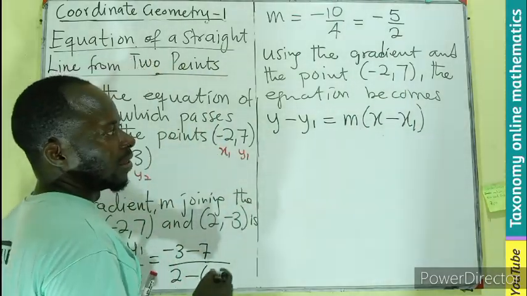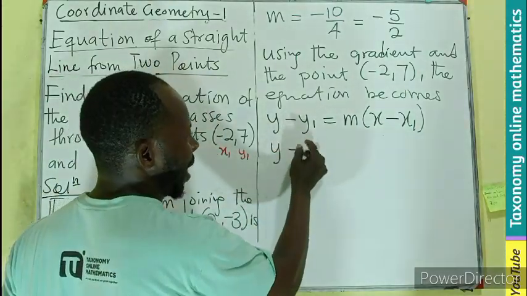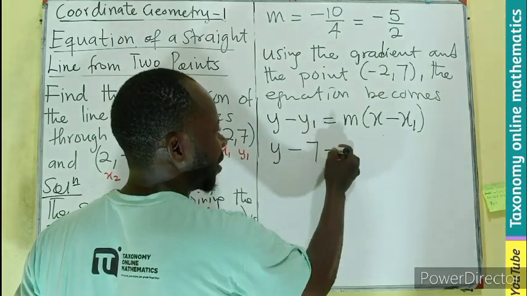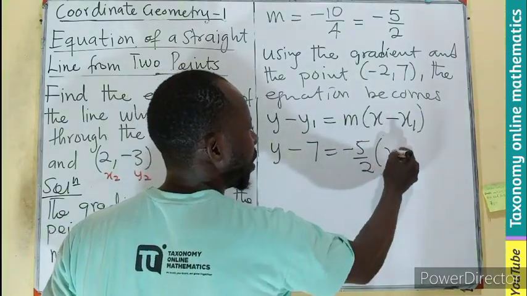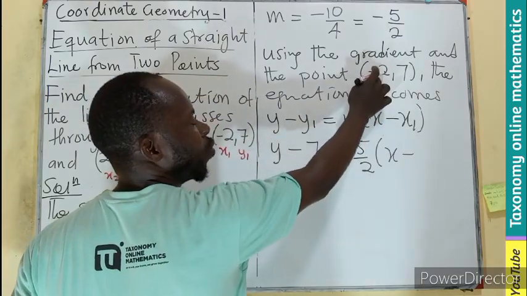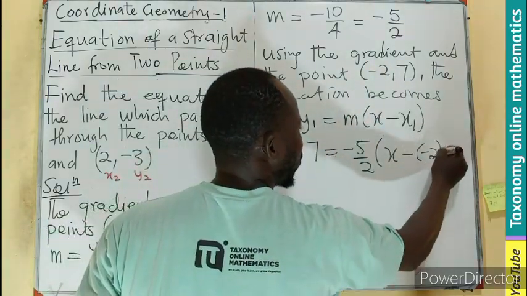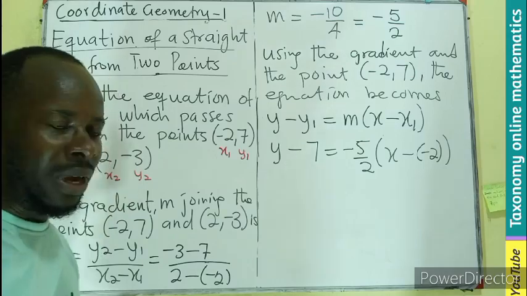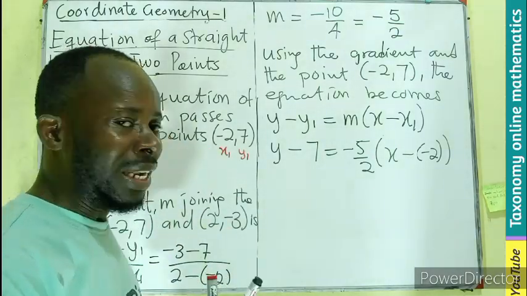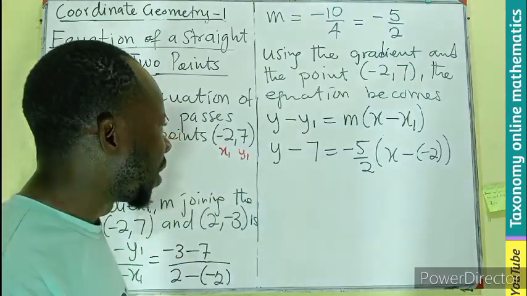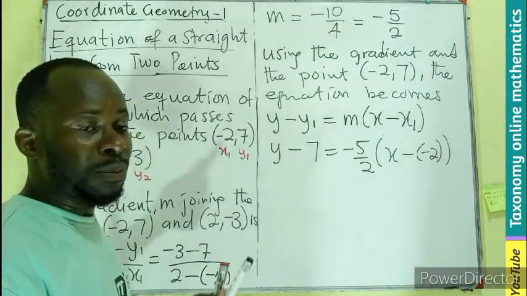So let's do our substitution. y minus y1 will be y minus 7. m is going to be -5 on 2. x minus x1 is going to be x minus -2. I guess you get that. So now we need to simplify. That's the third step. We simplify in either the general form or in the point intercept form.